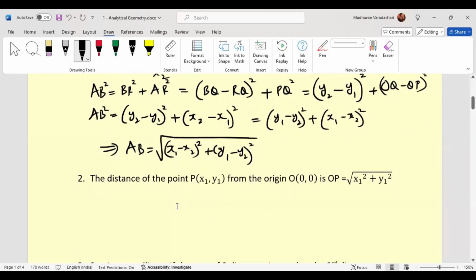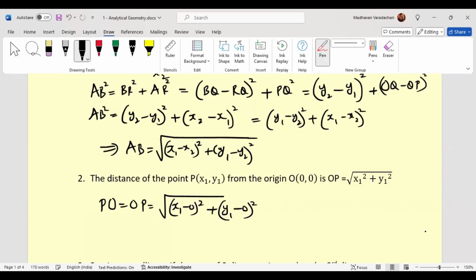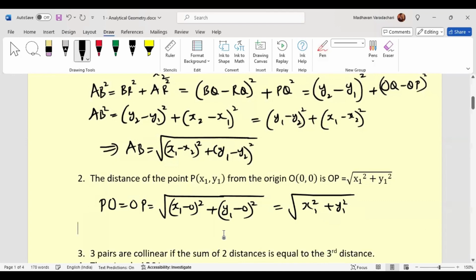The distance of the point P (x1, y1) from the origin O (0, 0), OP, is equal to the square root of x1 square plus y1 square. It is simple. We will use the previous one. If I consider PO or OP, it is nothing but the root of (x1 minus 0) the square plus (y1 minus 0) the square. That will of course give us x1 square plus y1 square. So that is what the second formula is all about.